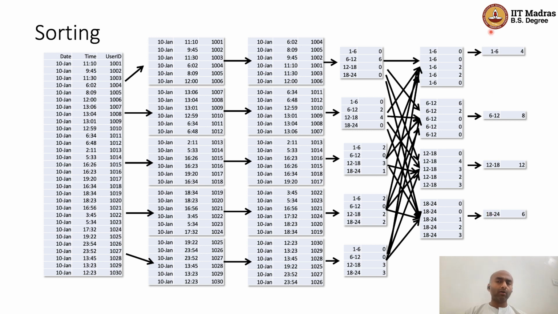And for each block of 6 hours, I want to count the number of users and the clicks that are being made, right? So with this data set as input, I want to be able to say between 1 to 6, there were 4 clicks, between 6 to 12, 8 clicks, etc. So how do we go from this data to this answer?